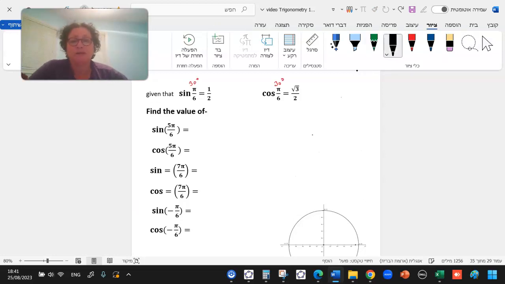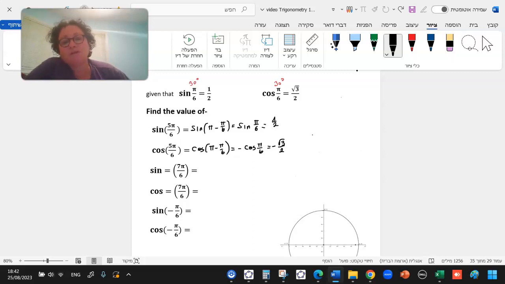So 5 pi over 6 is just pi minus pi over 6. We can write this as sine of pi minus pi over 6, and this is cosine of pi minus pi over 6. We know that the sine is just the same as sine pi over 6, and cosine is the negative of cosine pi over 6. So this is 1/2, and this is minus root 3 over 2.